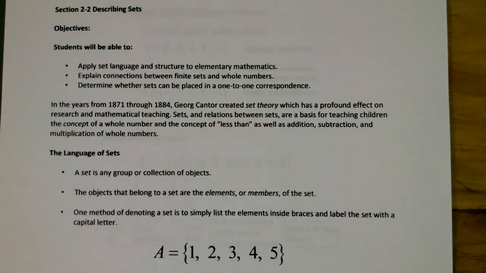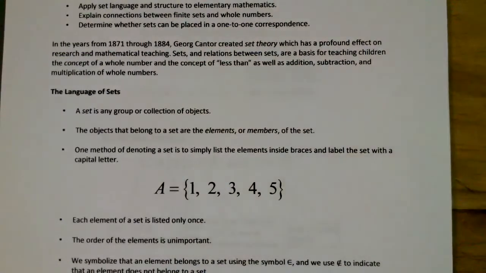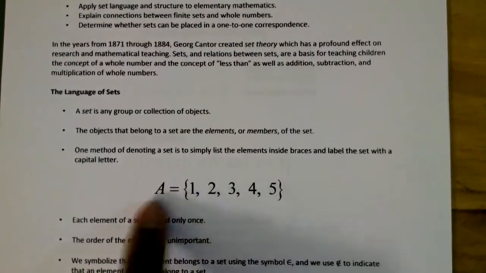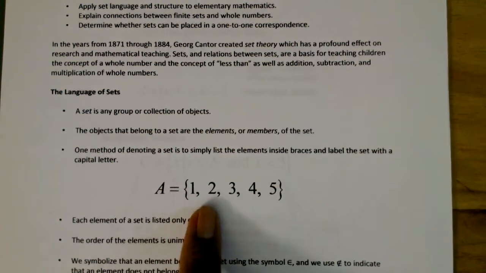All right, now to begin this section, we need to learn some definitions here. So we'll start off with the language of sets, right? A set is going to be any group or collection of objects, okay? So in this example here, you see this is a set A. It's just a collection of objects, and the objects that belong to a set are the elements, or what we call the members of a set. So in this set, the members are 1, 2, 3, 4, and 5.